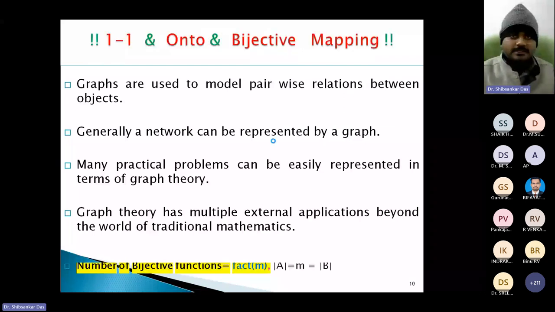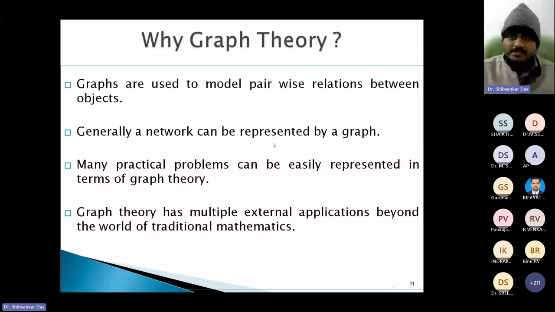Now come to the idea of why graph theory. Graphs are used to model pairwise relationships between objects. I need to draw a relationship between the objects, so a graph can be used for this. Generally, a network can be represented by a graph. You can think of any network: telephone network, road network, neural network. That can be represented by a graph. Many practical problems can be easily represented in terms of graph theory.